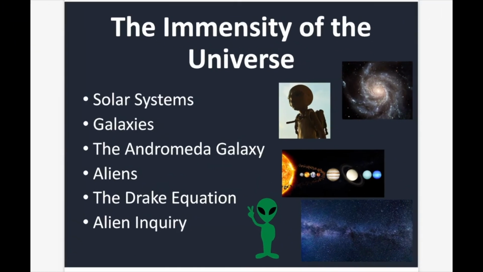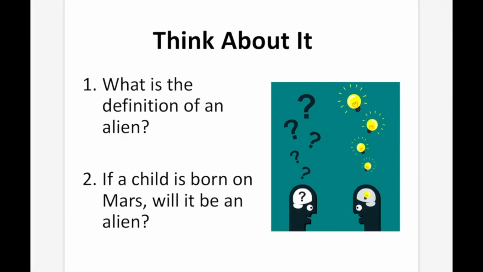The immensity of the universe. In this lesson, we're talking about solar systems, galaxies, the Andromeda Galaxy, aliens, and the Drake equation. Think about it. So I'd like you to pause the video and answer questions number 1 and 2. First of all, what is the definition of an alien? And number 2, if a child were born on Mars, would it be considered an alien?